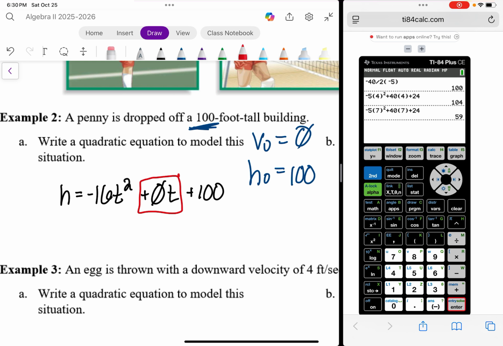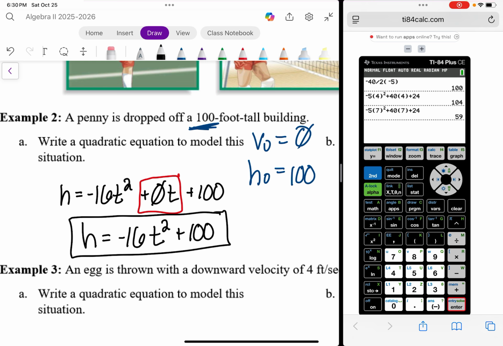Because 0 times anything is 0, we don't have to write this part down. If you do, that's okay, but it's probably going to be easier for you to solve if you don't. So you would have negative 16t squared plus 100 for your final equation.